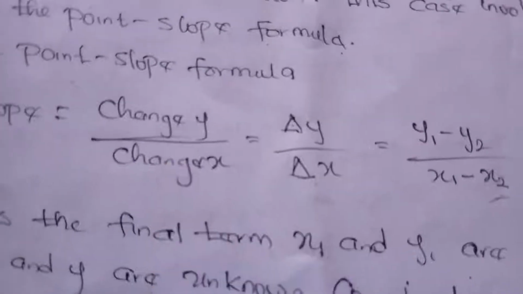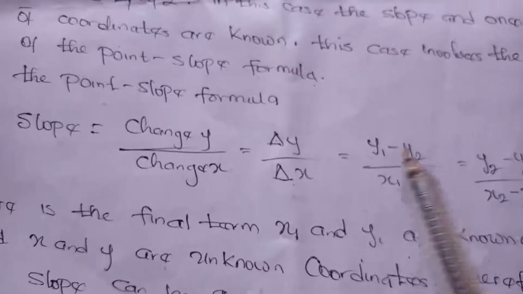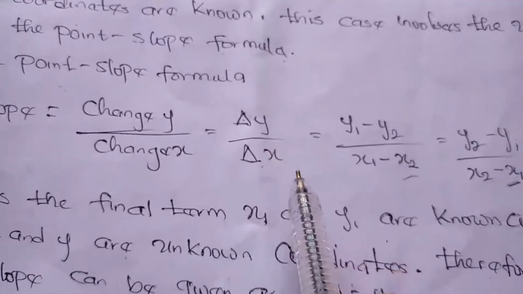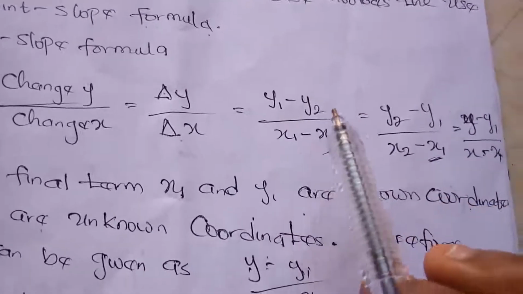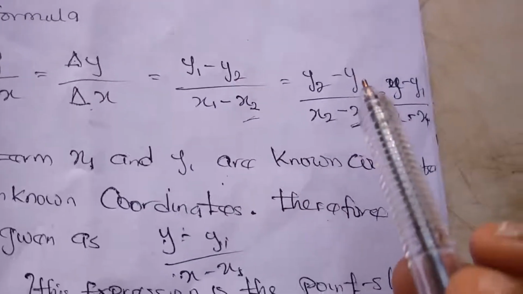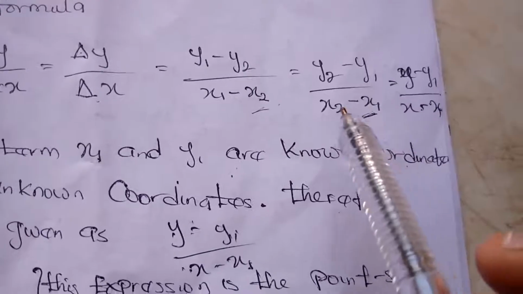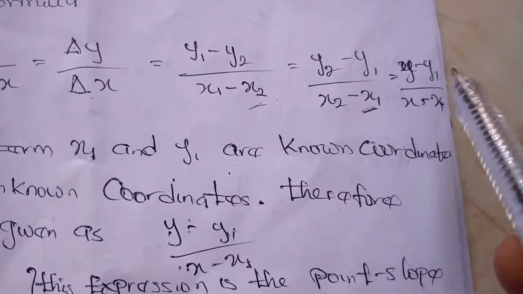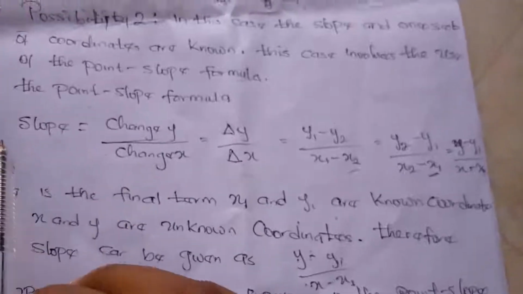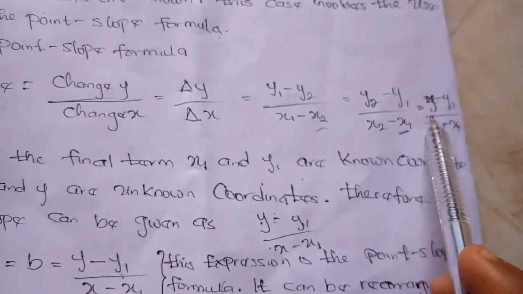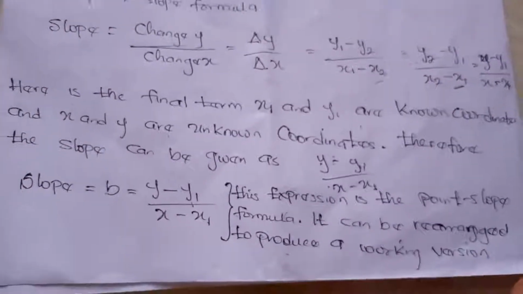Change in y over change in x, delta y over delta x, equals y1 minus y2 all over x1 minus x2, equals y2 minus y1 all over x2 minus x1, equals y minus y1 all over x minus x1. All this stuff I just mentioned, they are all the same. There's no difference in them.